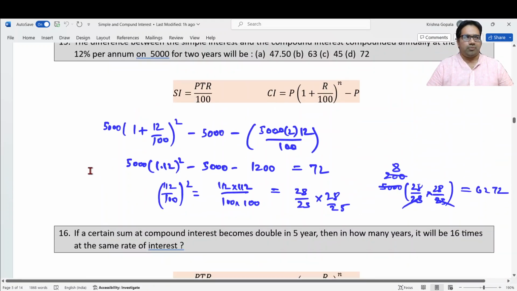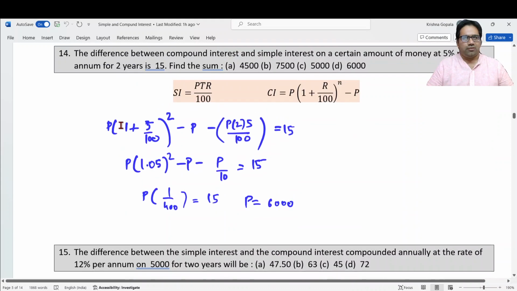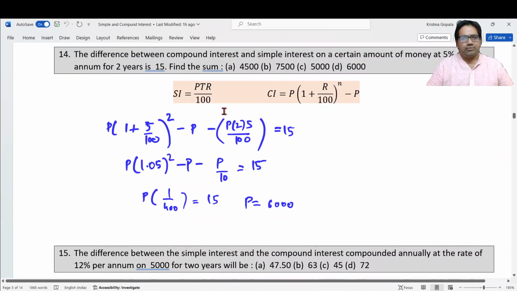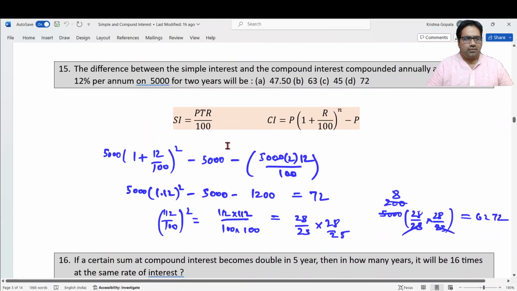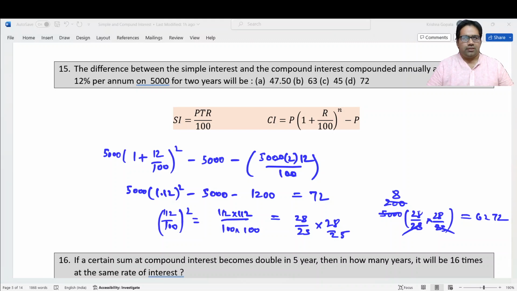This is also an easy problem. Both the problems, the earlier one and this one, are the same. Compound interest minus simple interest. The difference is given in one case. In the other case, the principal is given. The difference was asked.